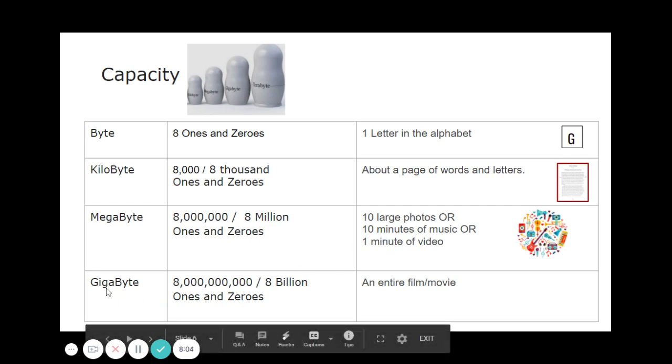What if you have 1 gigabyte? So again, byte is 8. Giga means billion. So 8 times a billion is 8 billion. What if you had 8 billion ones and zeros? Well, you could represent an entire film or a movie, right? That's how many ones and zeros is required to make that possible.